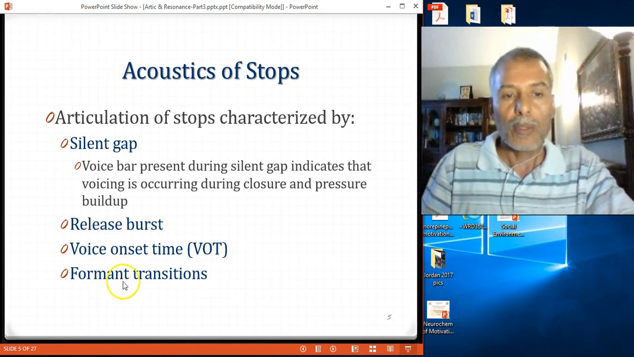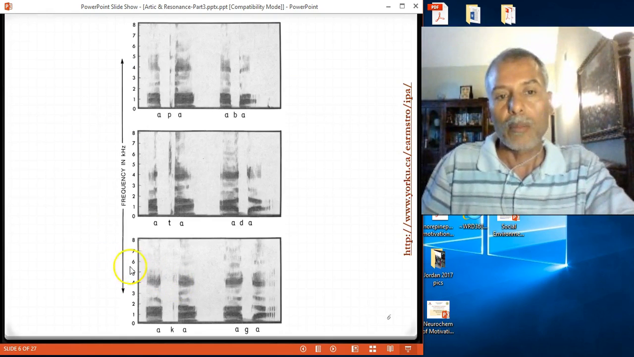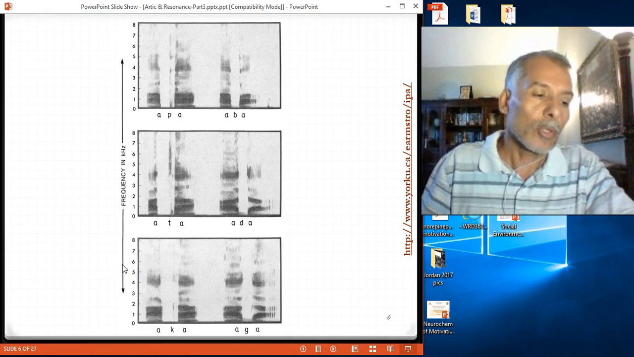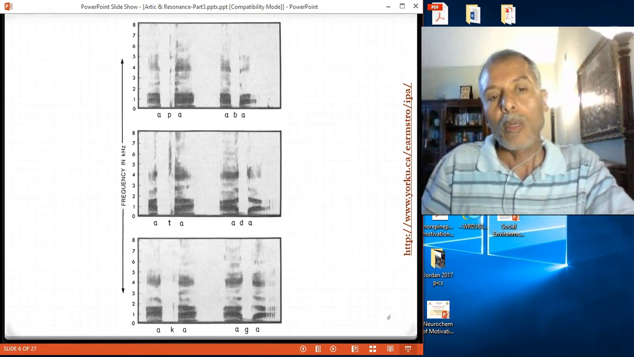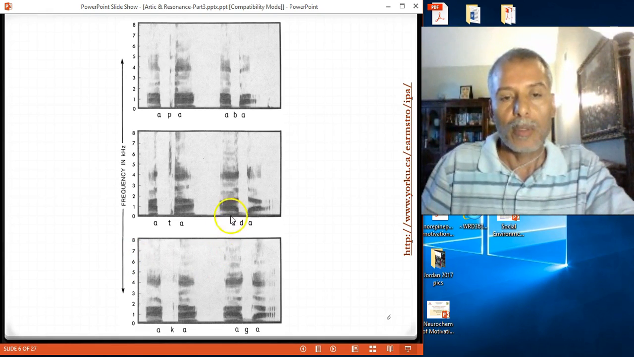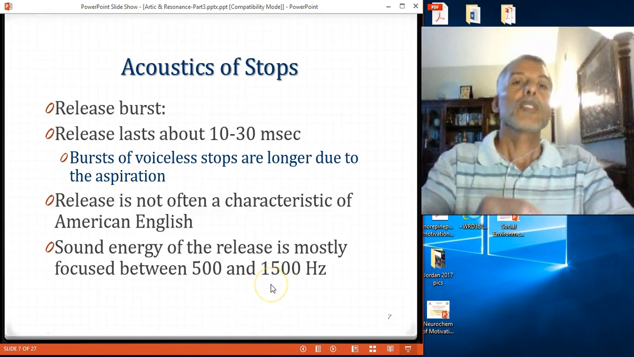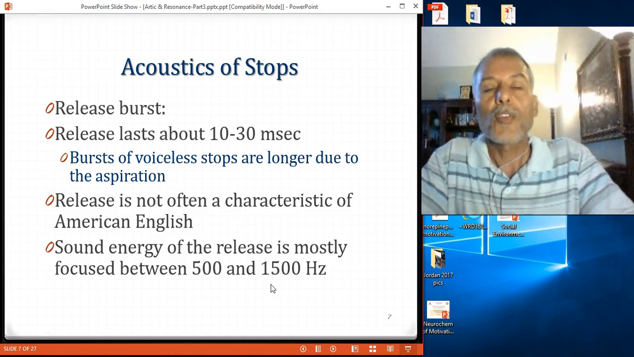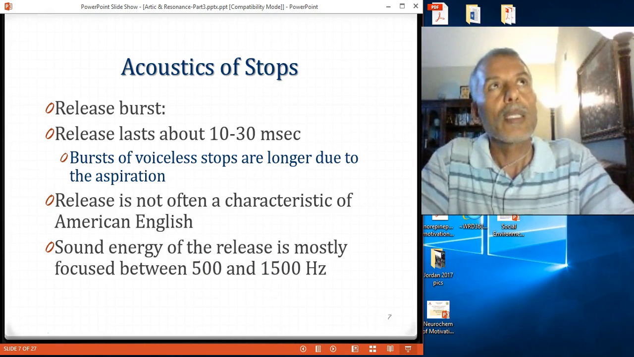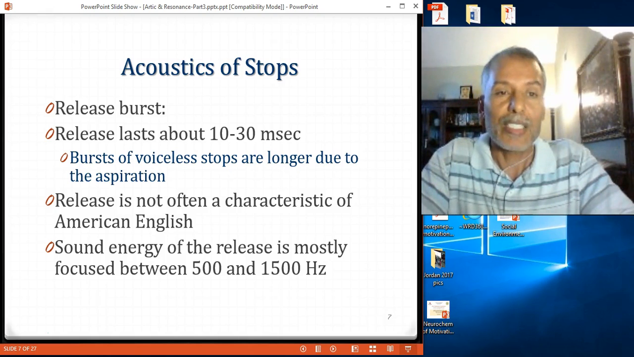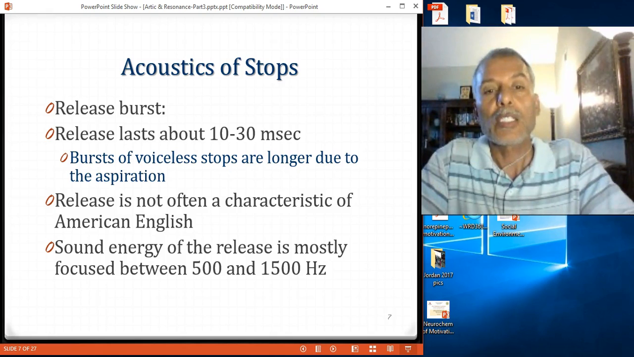They also have some formant transitions as you transition to a vowel, whether the vowel comes before or after. They show formant transitions as you see it here. So the release burst lasts for about 10 to 30 milliseconds based on the context. Bursts of voiceless stops are longer because of the aspiration.